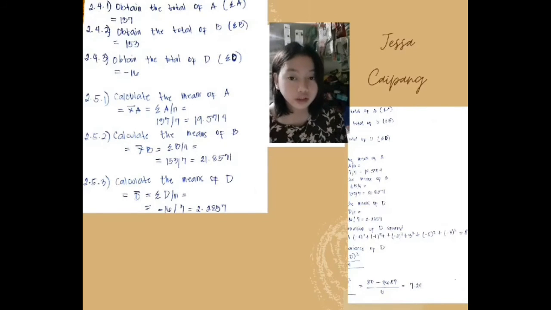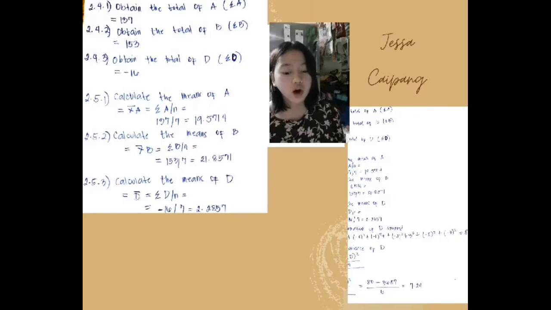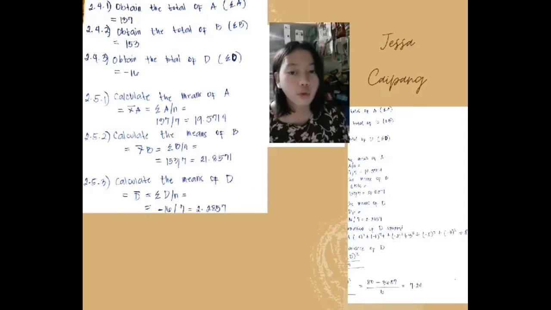So, we will square all of them, the difference of A and B. So, negative 4 squared plus negative 4 squared plus negative 1 squared plus negative 2 squared plus 3 squared plus negative 5 squared plus negative 3 squared is equal to 80.